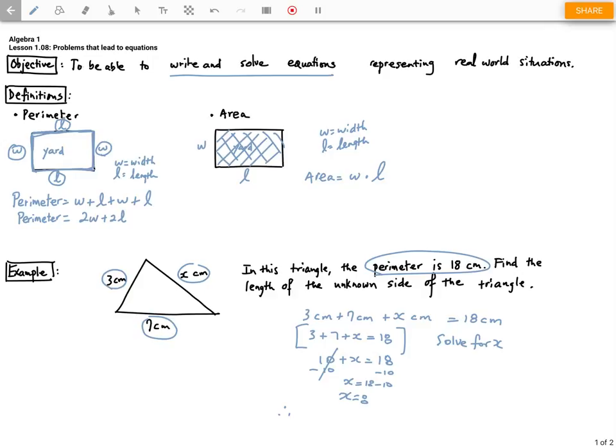Therefore, it's 8 centimeters. Right here, 8 centimeters. Let's do a check. We know that perimeter equals the distance around the figure. So let's do 3 plus 7 plus 8. Does it equal the perimeter 18? So 3 plus 7 is 10 plus 8. That's 18. 18. Check. Yes, it does.